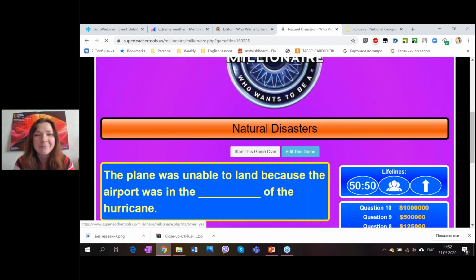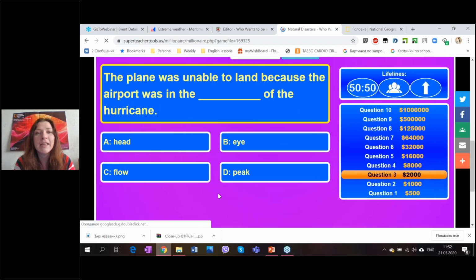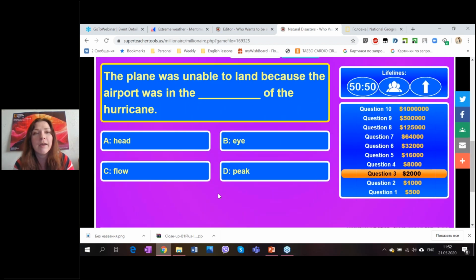Let's go on. The plane was unable to land because the airport was in the eye of the hurricane. In the peak of the hurricane, in the head of the hurricane, in the eye of the hurricane, in the flow of the hurricane. What do you think?